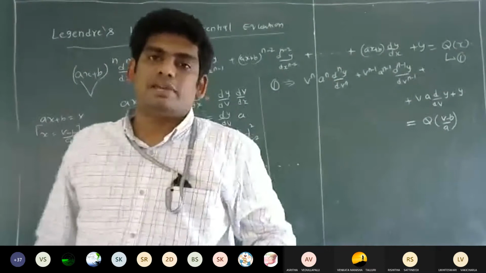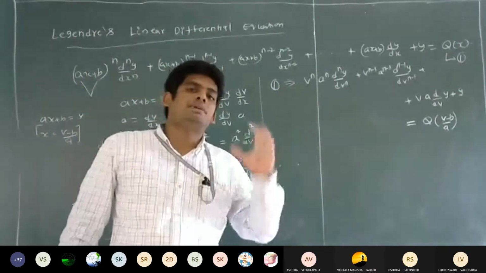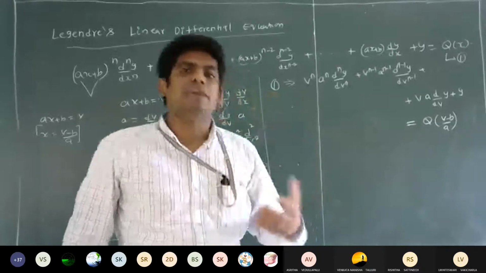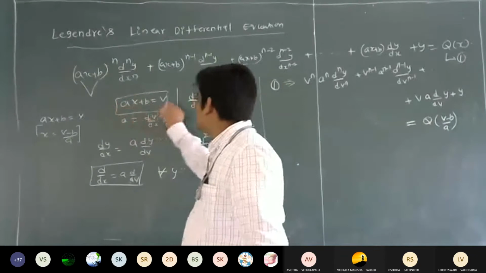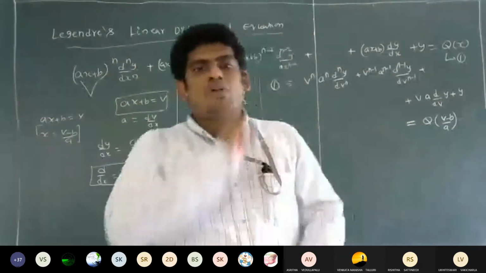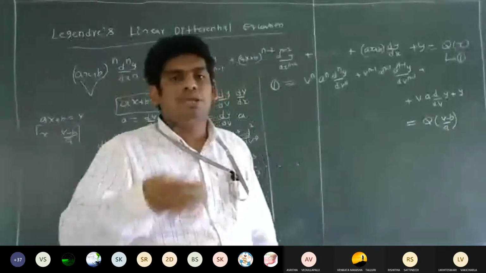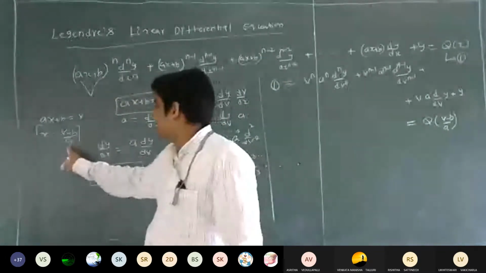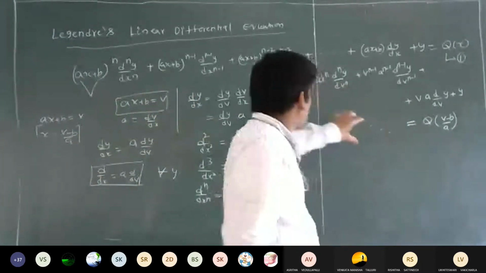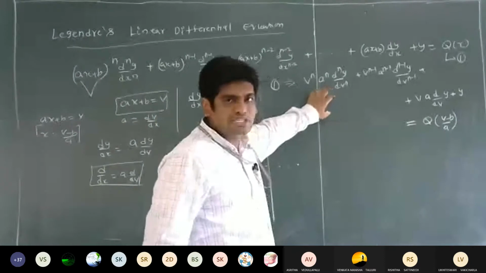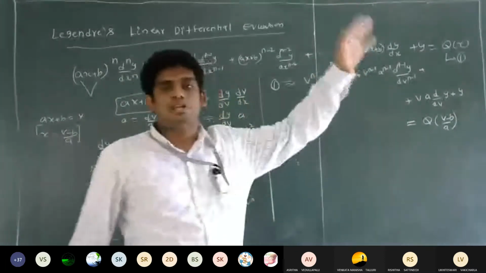Originally in the given differential equation, the independent variable is x. We are transforming the independent variable x in terms of v by choosing the suitable transformation, that is ax plus b is equal to v. So that we have to change x in terms of v. Wherever we have x, just replace x by v minus b by a. So therefore the given differential equation becomes like this: a x power n into d power n y by dx power n plus and so on.